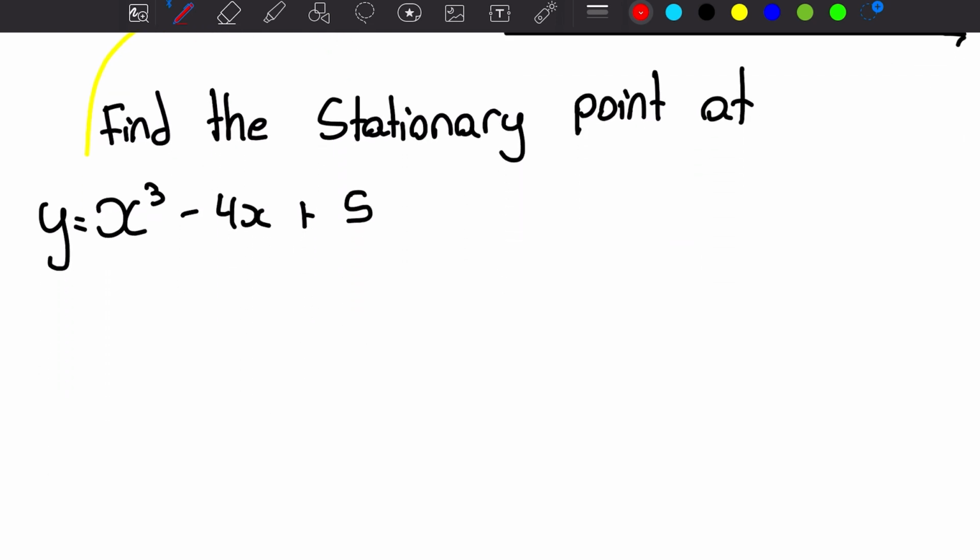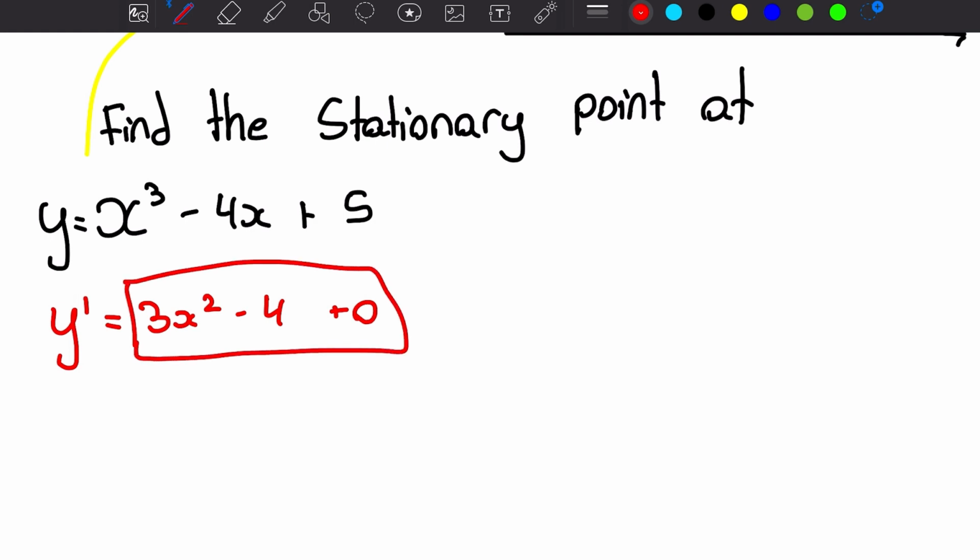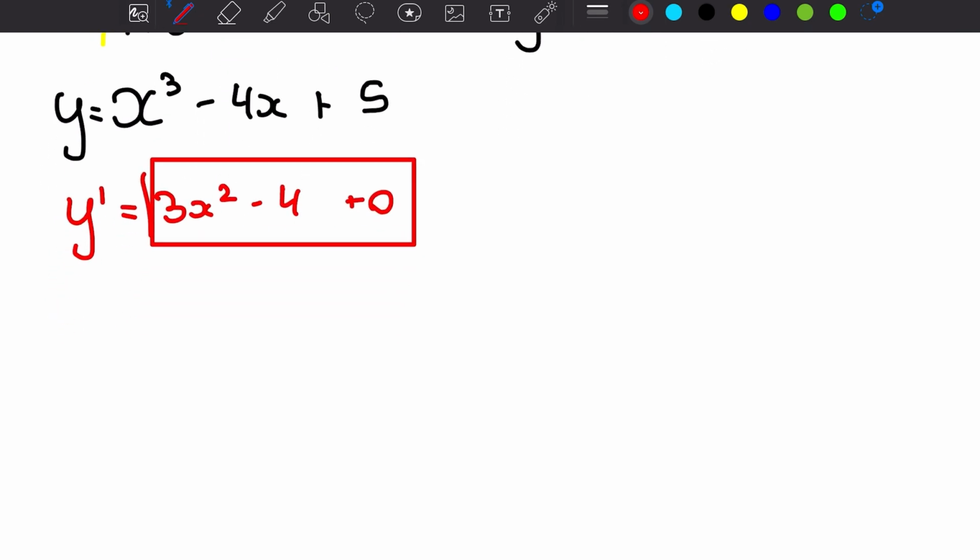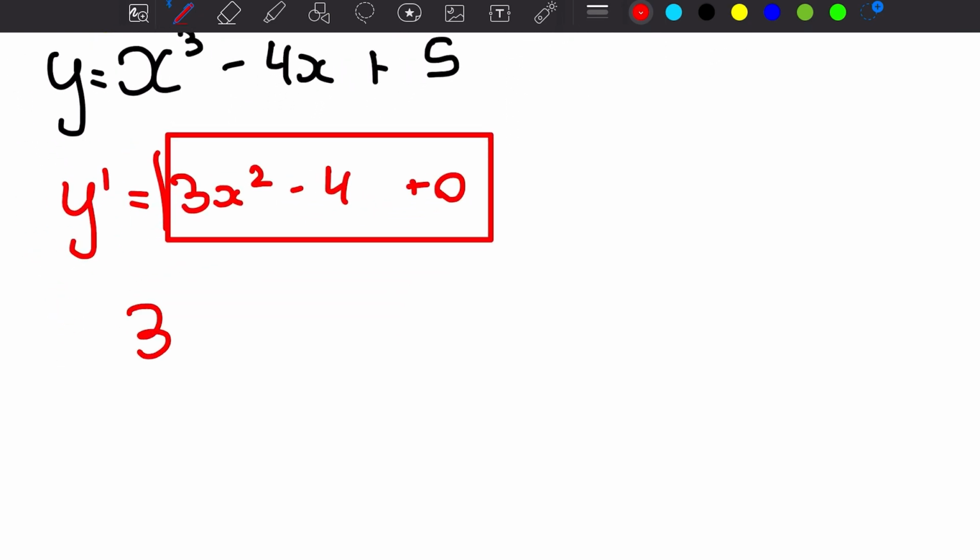The first derivative, represented by y dash or y prime, is equal to, I'll just actually do the derivative. The derivative of x to the power of 3 is 3x squared minus 4, plus 0, because the derivative of a constant is 0. Now we'll take this derivative and set it equal to 0. So 3x squared minus 4 equals 0.